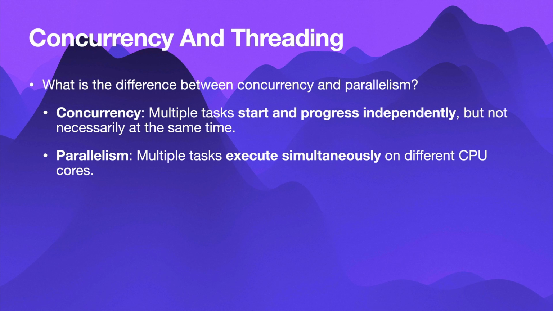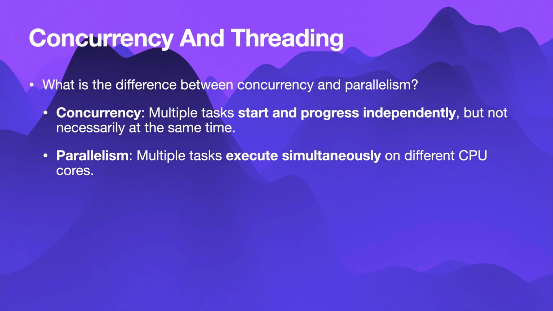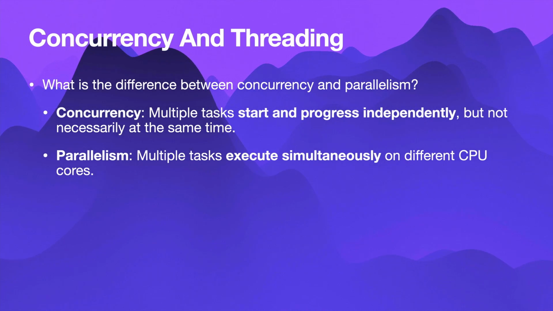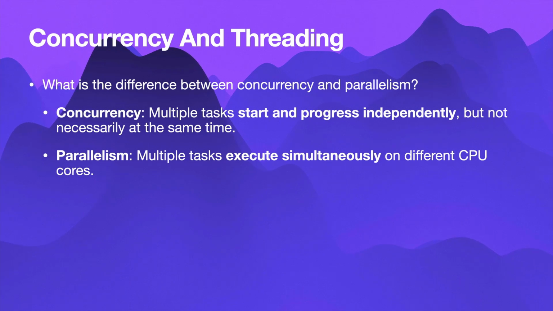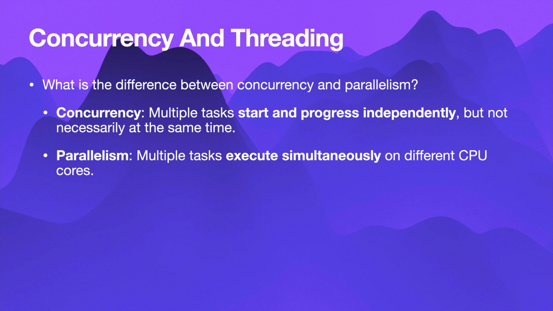So that brings me to my next point. Parallelism is when multiple tasks execute simultaneously on different CPU cores or threads. So that's the difference between concurrency and parallelism, guys, and that's a common interview question that you'll see come up.